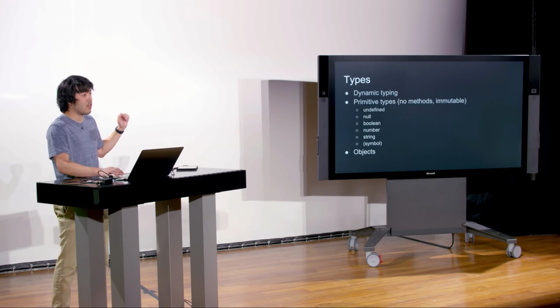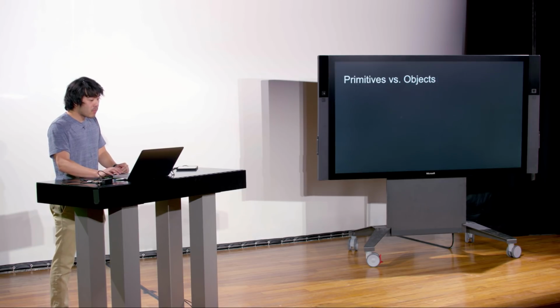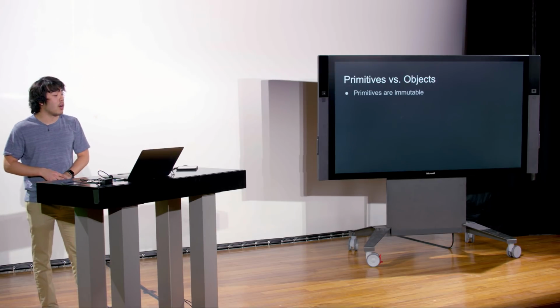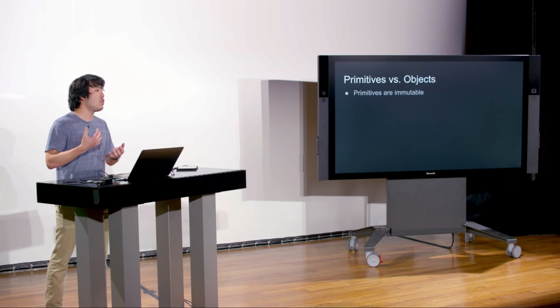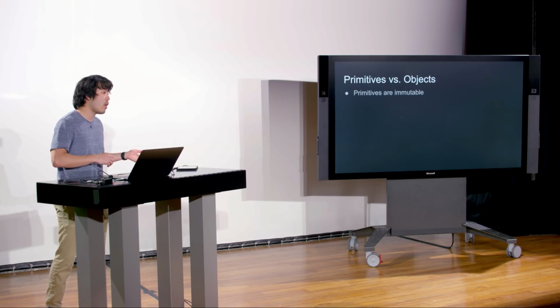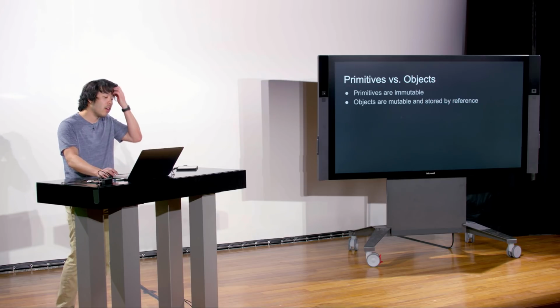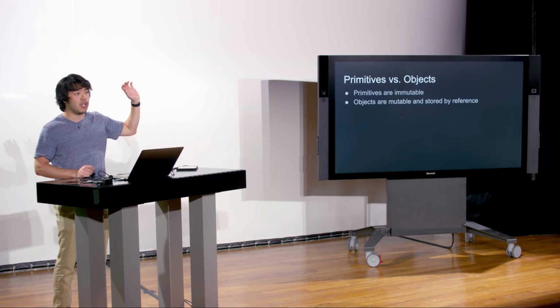And symbol. So good, you got them all, nice. So everything other than those primitive types are actually objects. So primitives are immutable, which means if you want to change them, you're actually replacing them with a new value rather than actually changing them themselves, whereas objects are not. They're actually mutable. So who knows what storing by reference means?